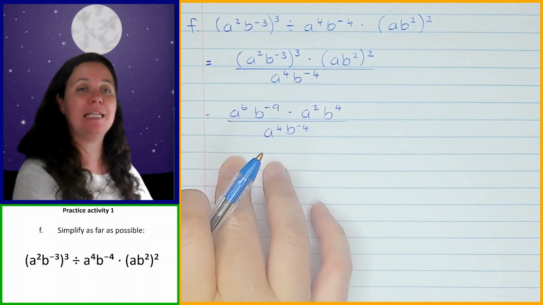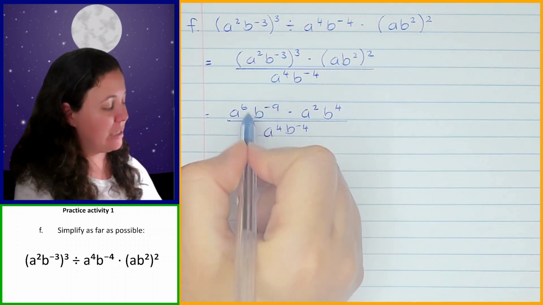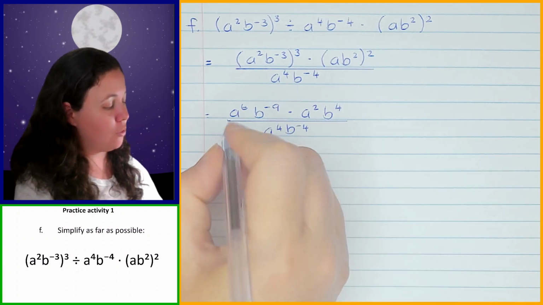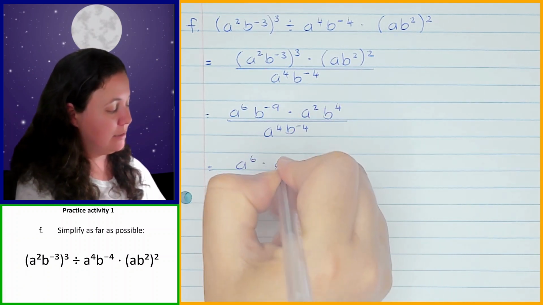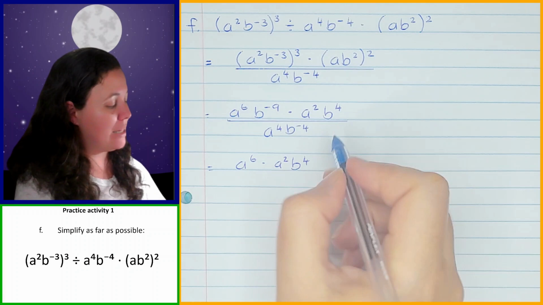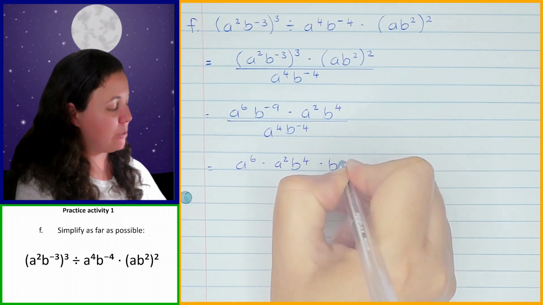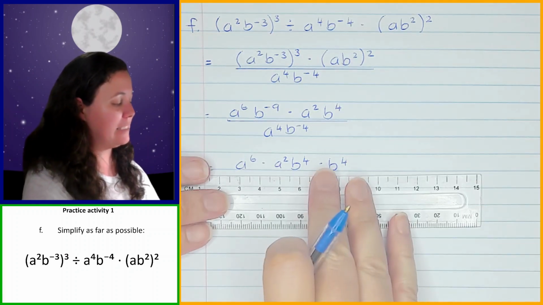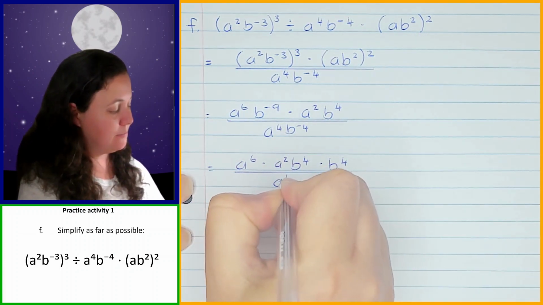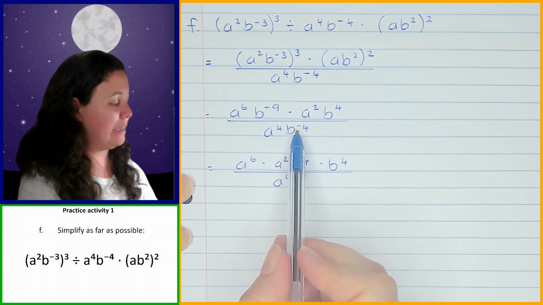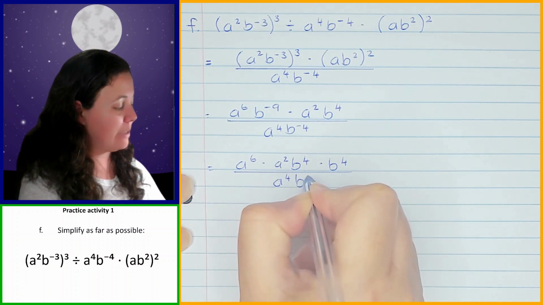Now I need to sort out my powers with negative exponents. I've got this one over here that I need to move, and that one that I need to move. Everything else is going to stay where it is. So I've got a to the power of 6, then times a squared, b to the power of 4, and then I'm bringing this up over here. The b to the power of negative 4 is going to come up and join these at the top and become b to the power of positive 4. That is over a to the power of 4, which is staying where it is. And the b to the power of negative 9 is moving to the bottom. It's going to join the a to the power of 4 and become b to the power of 9.